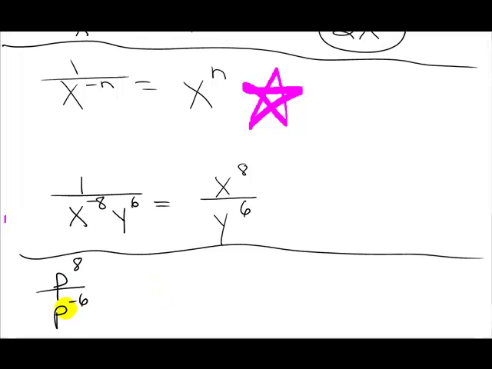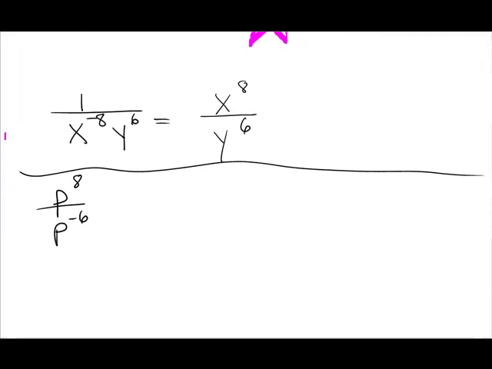Here, since they have the same base, we can look at this as the quotient rule, or we can remember that this comes up. So you've got a couple of different ways to look at this. We can look at it as the quotient rule, where we'd have p to the 8 minus the negative 6. That's what the quotient rule says to do. Those two negatives will become a positive, and so we're going to end up with p to the 14.